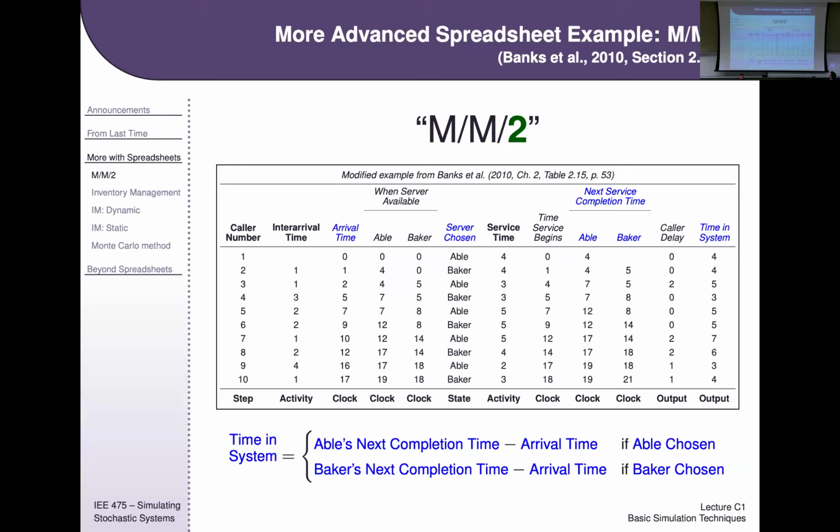Another little case statement here, though, because we don't have an explicit column for this caller's exit time. What we're depending on is we say, okay, which server was chosen for this caller? Okay, when is the next completion time for that server? That is implicitly the time when this caller exits the system. And then we're done. So that is how we go from an MM1 queue in a spreadsheet to an MM2 queue in a spreadsheet. It's the same type of logic, but now we have to expand the logic about which server was chosen, but otherwise most of the rest of it remains similar.